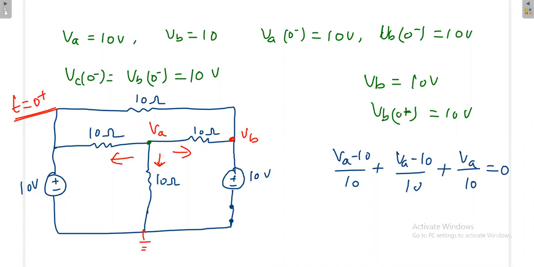Then finally the VA value will be 20 by 3 volt. But we are finding it at exactly 0 plus, that means VA 0 plus is 20 by 3 volt. Already VB 0 plus we have calculated. So this is the final answer.